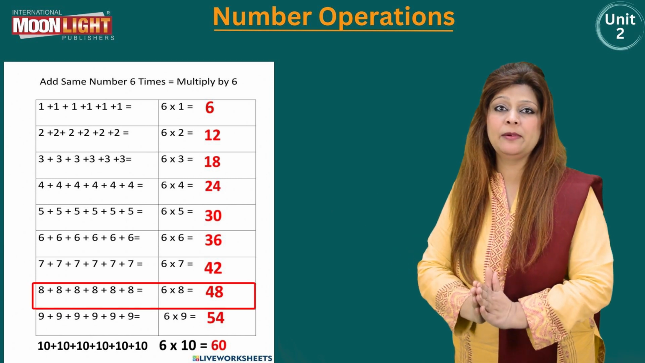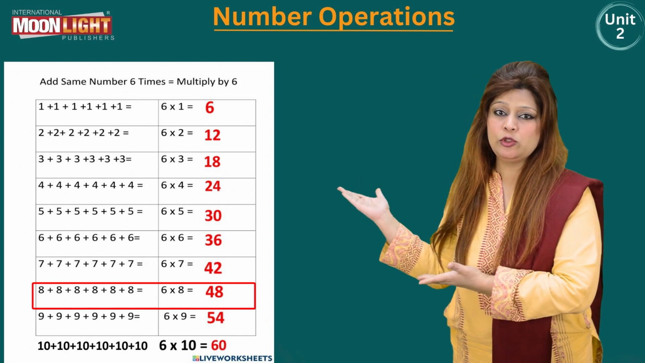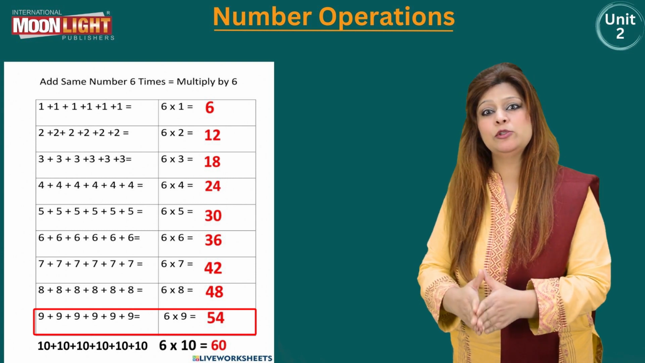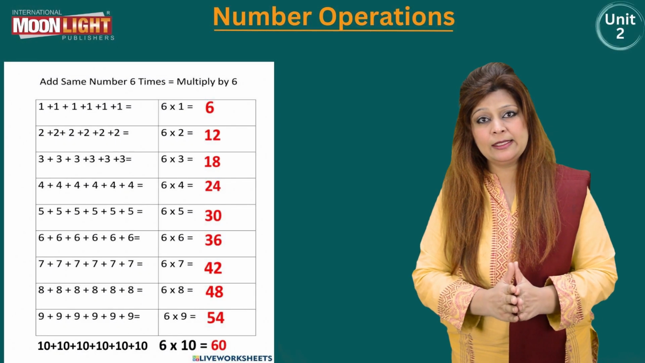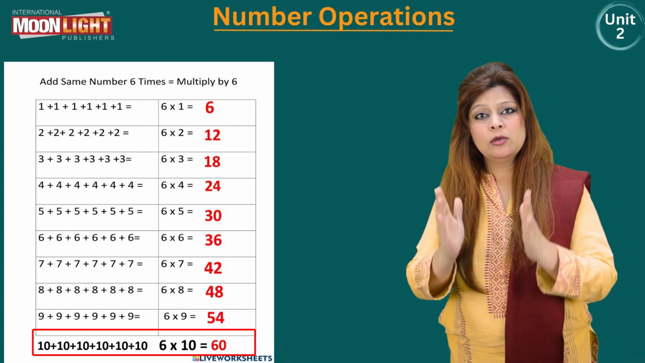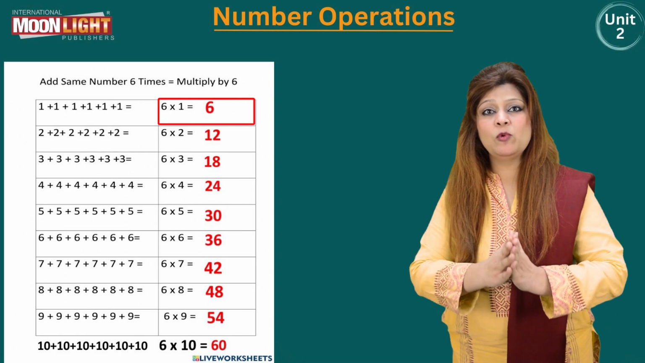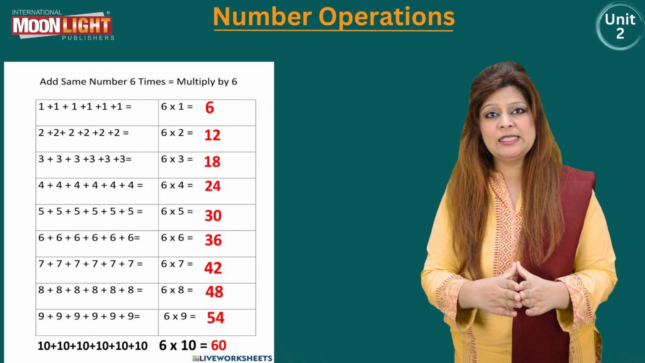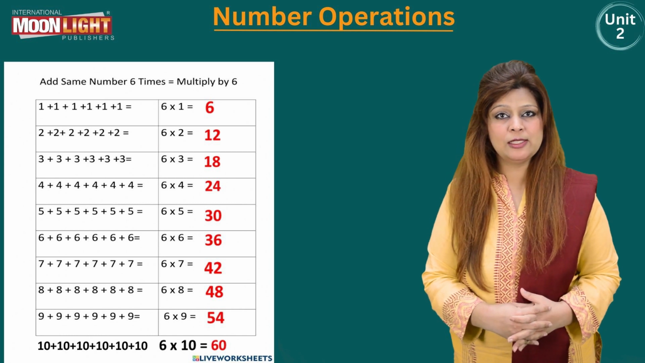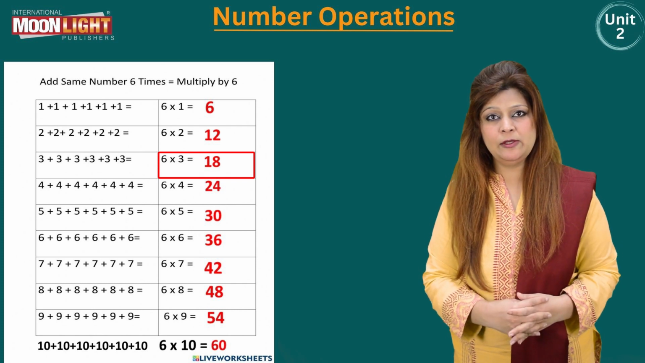Now I am going to add the number 8, 6 times, to get 6 8's are 48. Now the number 9, I am going to add 6 times to get 6 9's are 54. Again I am going to add the number 10, 6 times, to get 6 10's are 60. This is the situation which I have told you: 6 as well as 1 6 are 6. Now you can see that 2 6's are 12 and 6 2's are also 12. 3 6's are 18 as well as 6 3's are 18.